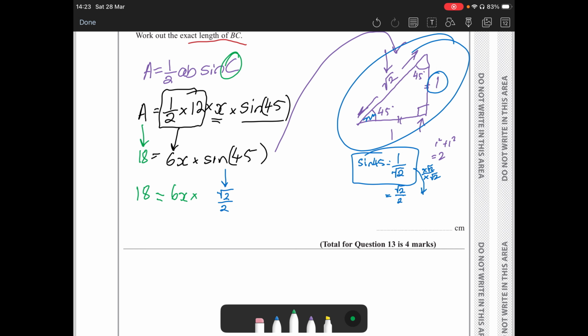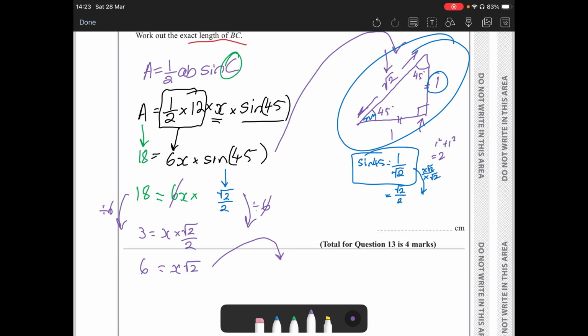Okay, a few things we can do here. I'm just thinking what's the easiest way to deal with this question. Let's divide both sides of this equation by 6, because I notice 18 is in the times tables, and I also know that 6 is in the times table. So we've got 3 equals x multiplied by root 2 over 2. And I'll multiply the 2 across. So 6 is equal to x root 2.